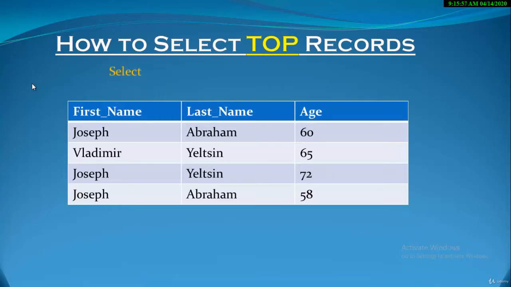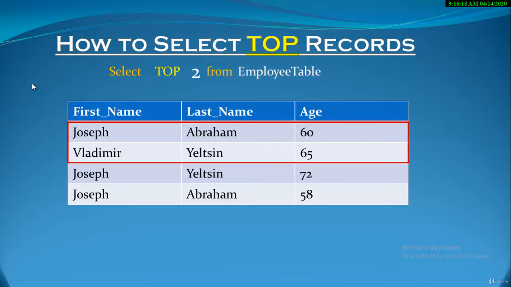Select top, T-O-P, top, then the number of records, from your table name. Upon execution of this query, SQL Server will select the top 2 rows. Let's move into SQL Server Management Studio and see how this query will work in SQL Server.